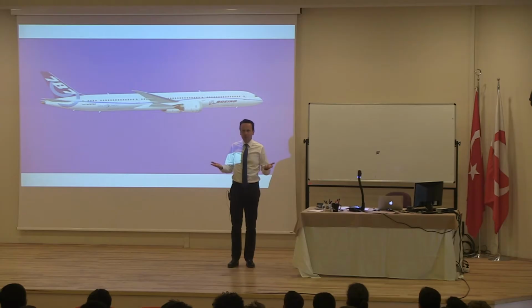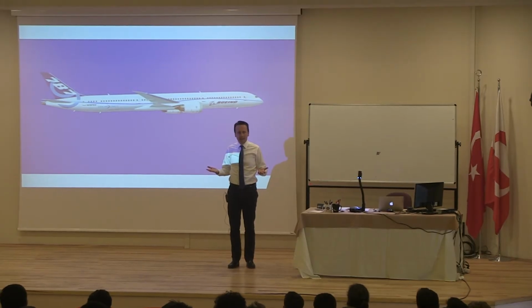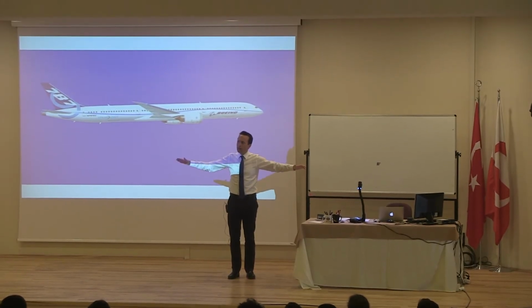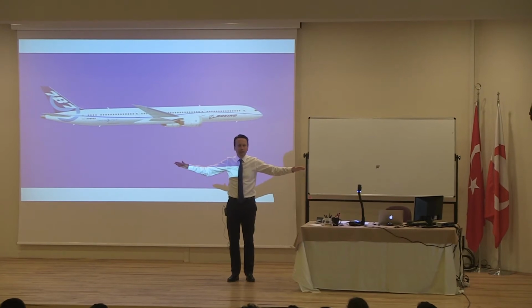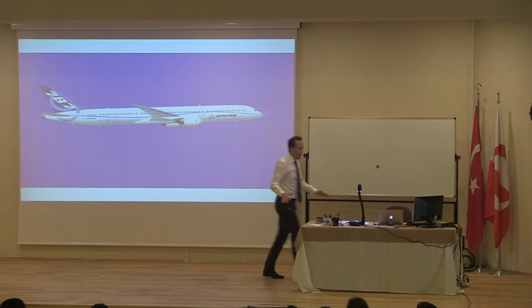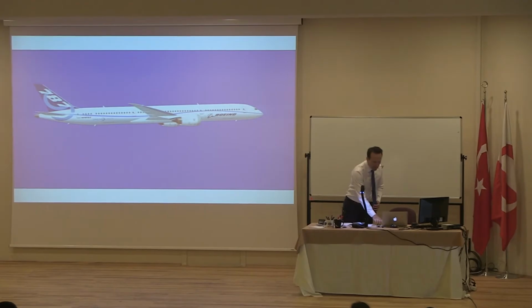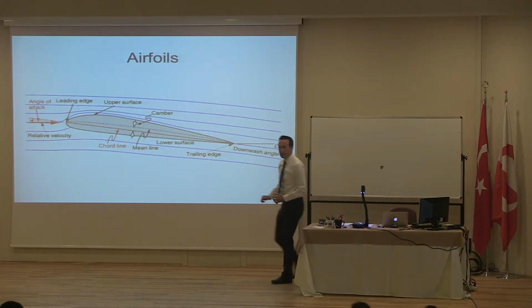Okay? And that's really how airplanes fly. The airplane is pushing down air using the wings. Now, how is this possible? How can you push down air? Now, this is kind of how it works.